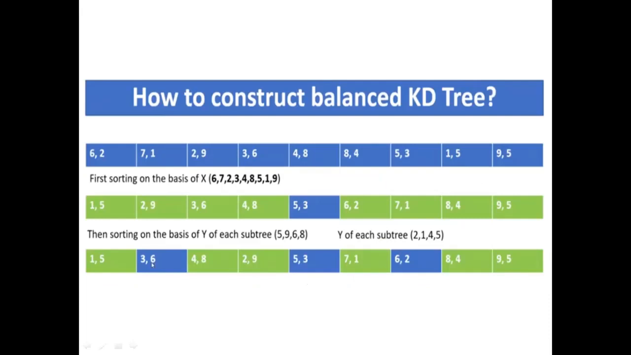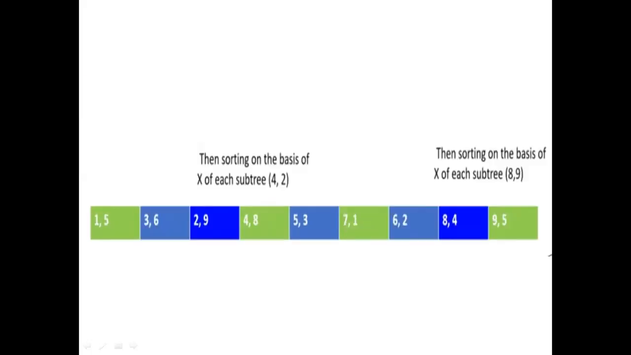Next, to the right of (3, 6) we have (4, 8) and (2, 9). Because we are one level down the tree, now we have to split on the basis of the x coordinate. So these 2 points will be sorted on the basis of their x value. Similarly, these 2 points will be sorted on the basis of their x value. After sorting, we'll get (2, 9), (4, 8) and (8, 4), (9, 5). As you can see, we get (2, 9), (4, 8) here and (8, 4), (9, 5) here.